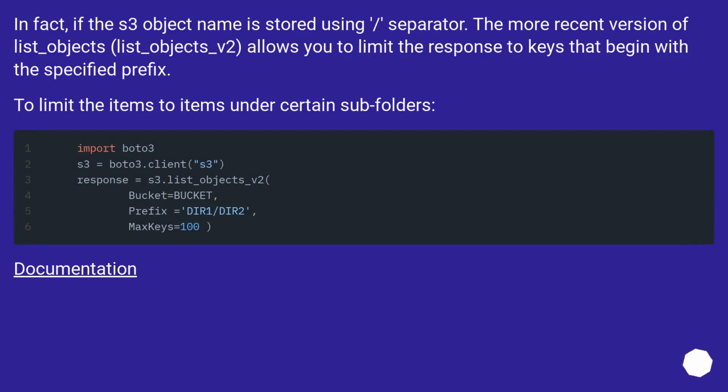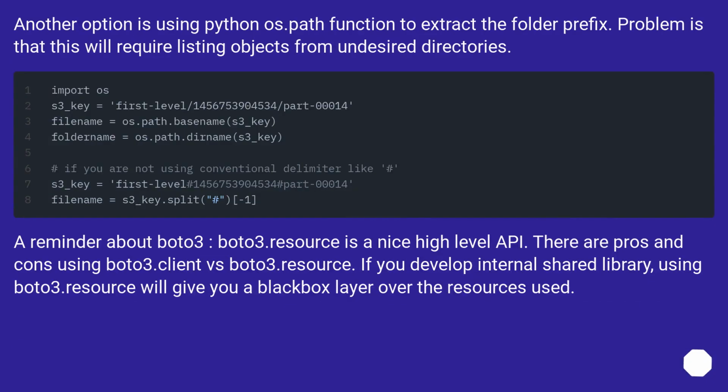In fact, if the S3 object name is stored using a / separator, the more recent version of list_objects, list_objects_v2, allows you to limit the response to keys that begin with a specified prefix, to limit the items to those under certain subfolders. Documentation. Another option is using the Python os.path function to extract the folder prefix. The problem is that this will require listing objects from undesired directories.